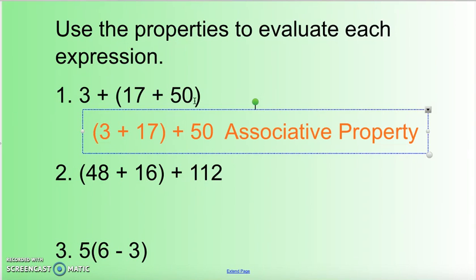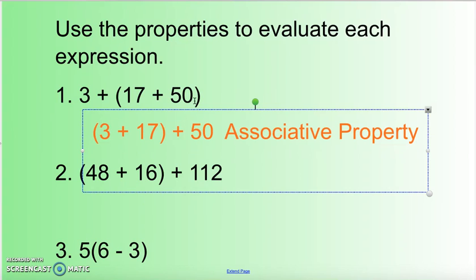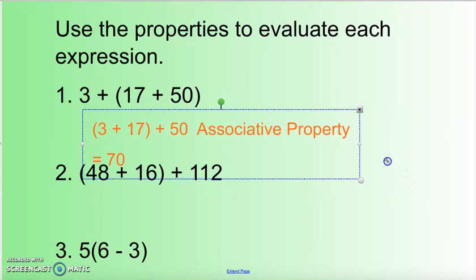And so now I can actually solve this, and I know that if I take 3 plus 17, I get 20, and then plus 50, and my answer is 70. I can write this, 70. Okay. Now, let's do the next one.